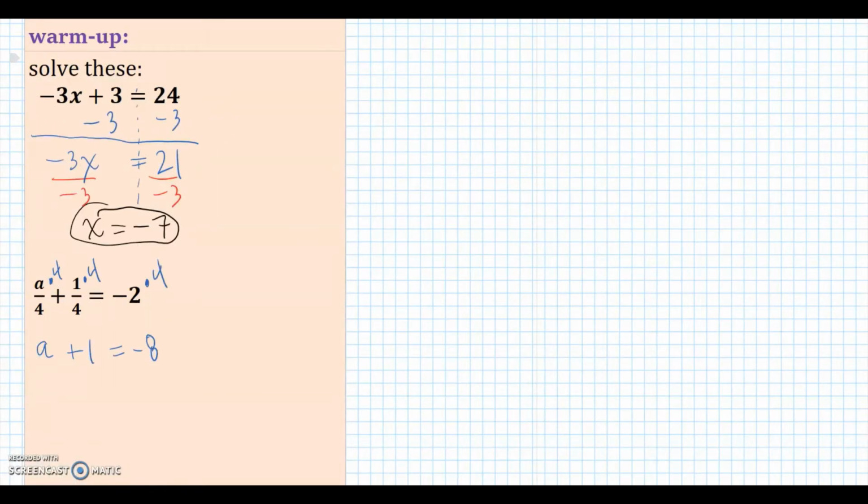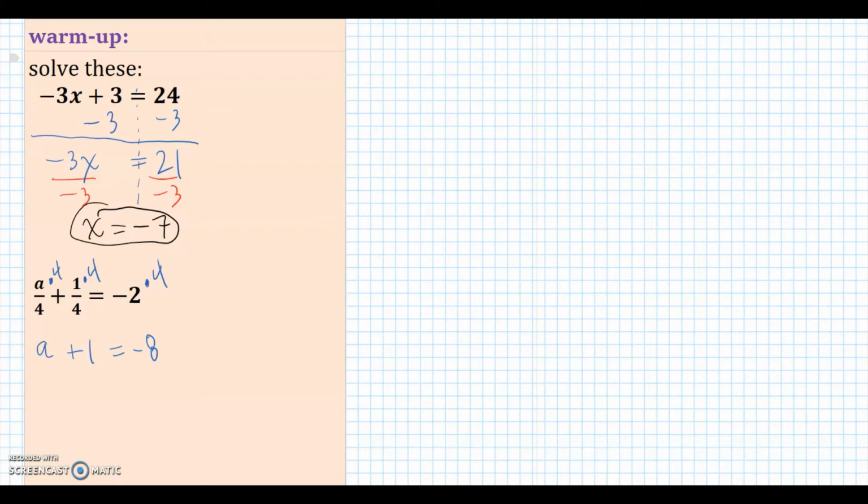On the first one, the easiest thing to do is subtract 3 from both sides first. Then you get negative 3x equals 21. Then divide by negative 3. And be careful to get that negative in there. It makes it easier on both sides. And so then 21 divided by negative 3 is negative 7.